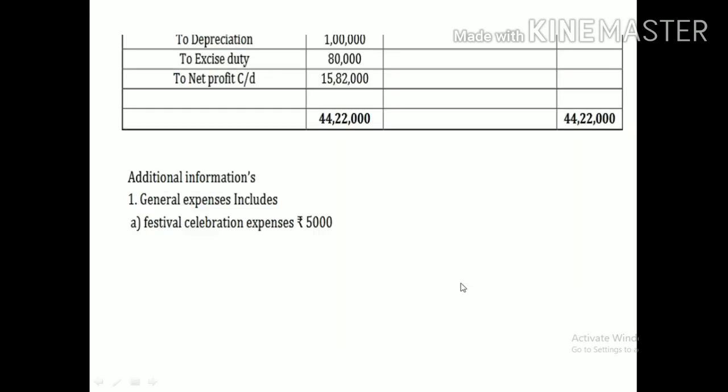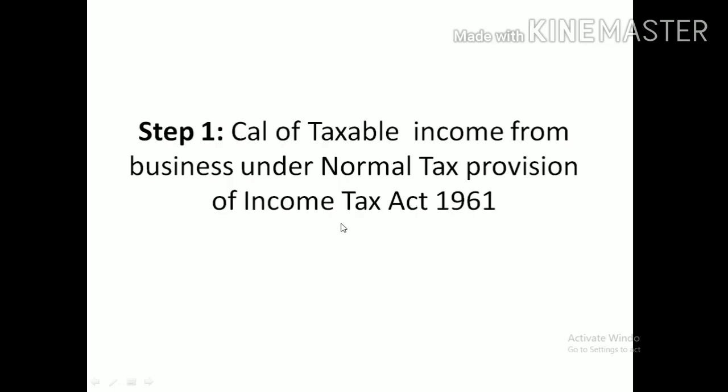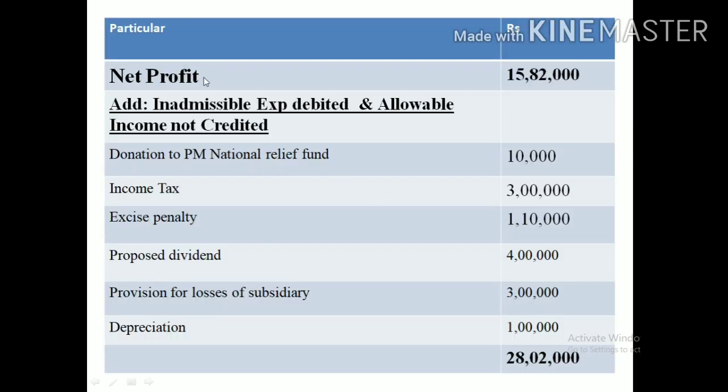Okay, then I will go for the solution now. We need to follow 3 steps for calculation of tax liability under normal provisions of the Income Tax Act. First, step number 1: calculation of taxable income of the business under normal provisions of the Income Tax Act 1961. First we should take net profit as per profit and loss account, 15,82,000. Then for that add inadmissible expenses already debited and allowable incomes not yet credited.